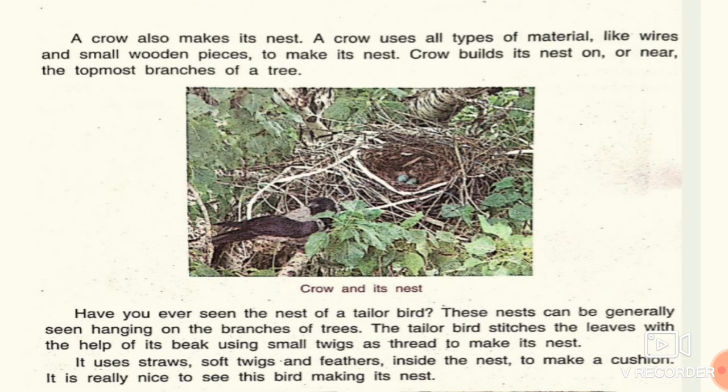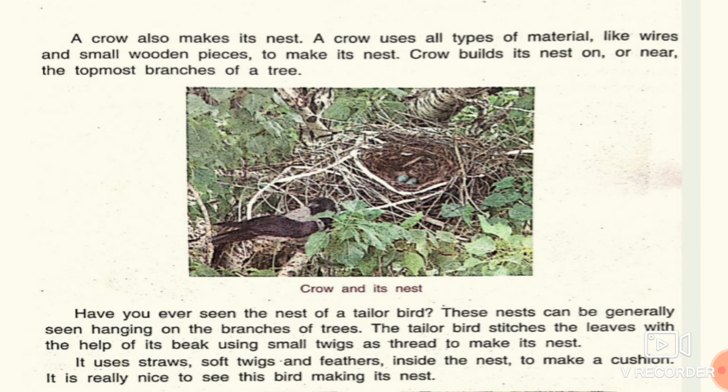A crow also makes its nest. A crow uses all types of materials like wire and small wooden pieces to make its nest. A crow builds its nest on or near the topmost branches of a tree. You can see the nest of a crow in this picture.